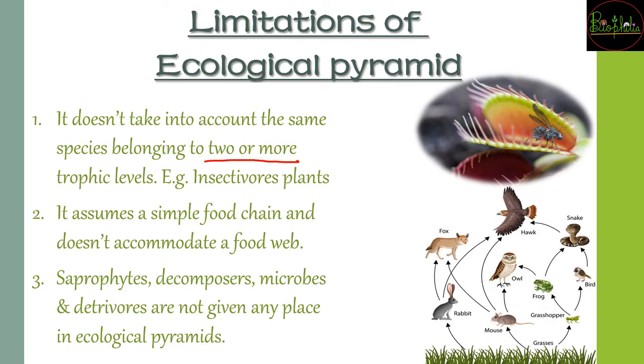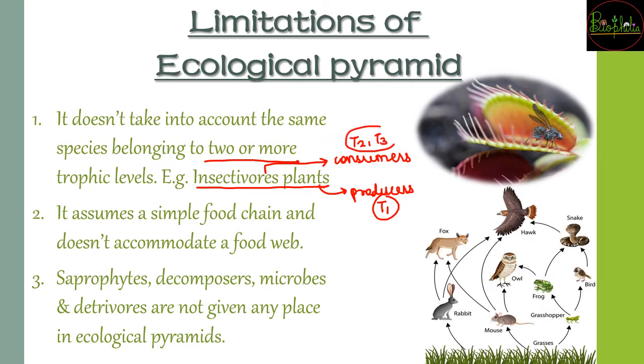For example, if you consider the case of insectivorous plants, so these are plants, that means these are considered as producers. Aur agar aapne unhe insectivorous naam diya hai, that means these are consuming insects, that means these come under consumers. So producers ka jo trophic level hoga, it is T1, whereas consumers can come up to T2 or T3 as well.